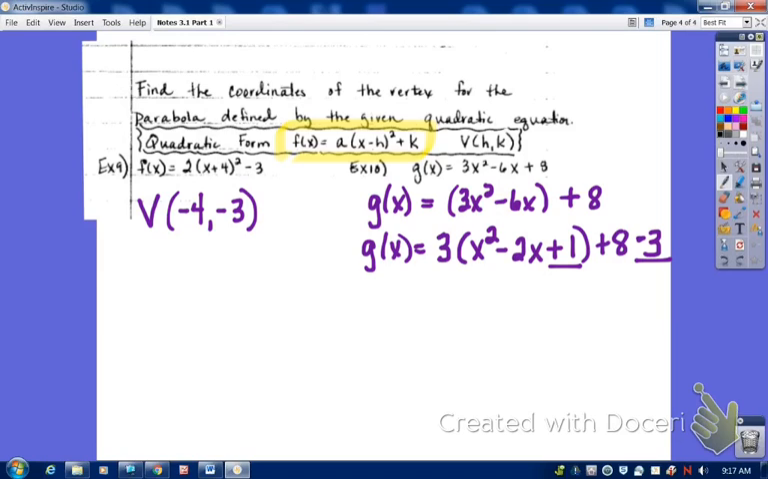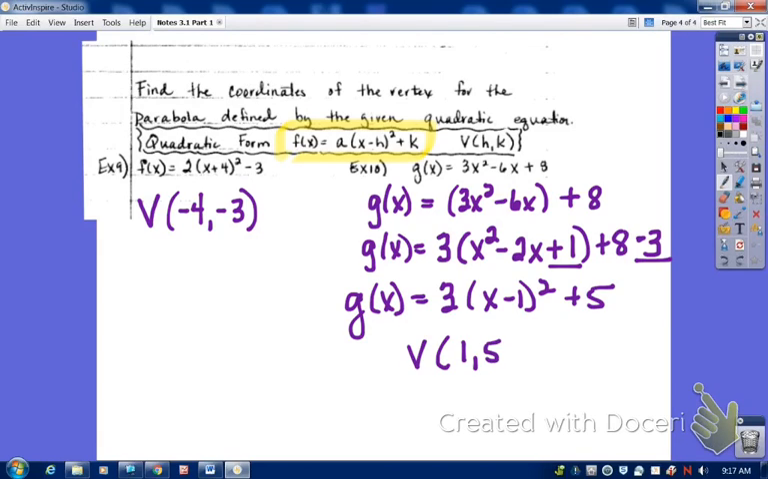If you're balancing on the same side of the equation, you have to do the opposite of what you add. So then your trinomial will factor into a binomial squared. 8 minus 3 will give you a positive 5, and your vertex will be positive 1, comma 5. If you add a 3 on one side, then you have to subtract the 3 on the same side to balance that out because you're balancing on the same side.